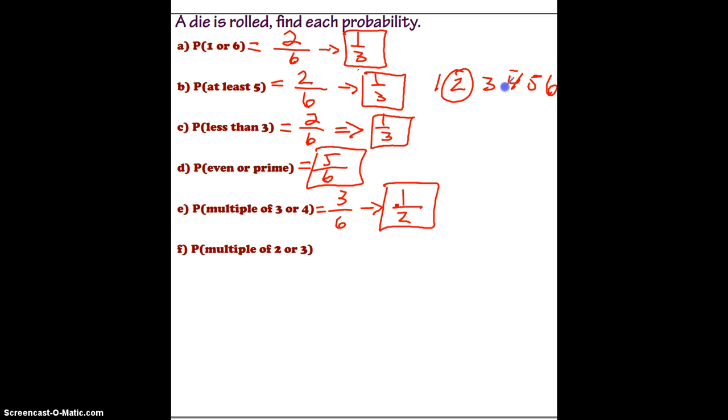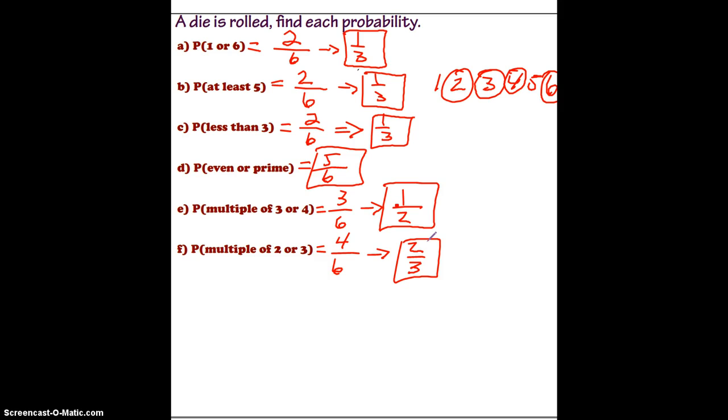And the last one, the probability of finding something that's a multiple of 2 or 3. Here's one that's a multiple of 2, multiple of 2, multiple of 2. And then here's a multiple of 3. That means that 4 outcomes will give us our desired. Okay, and then that's a total of 6. So that would be probability of 2/3 or 0.6 repeating.